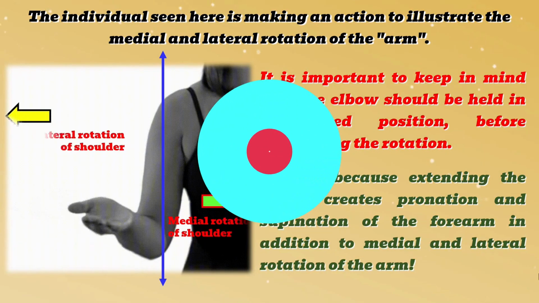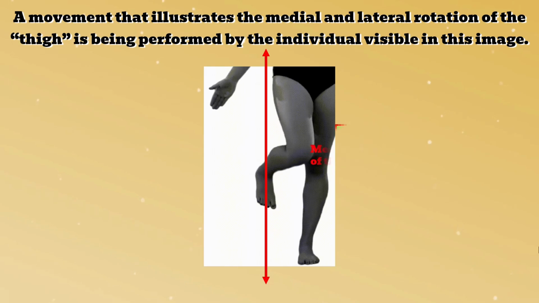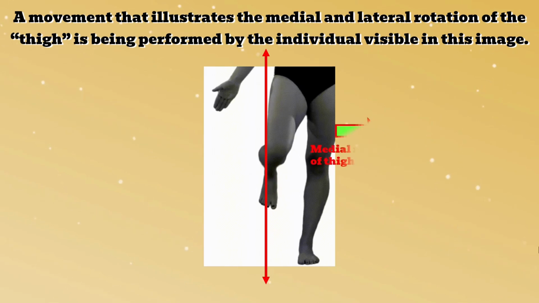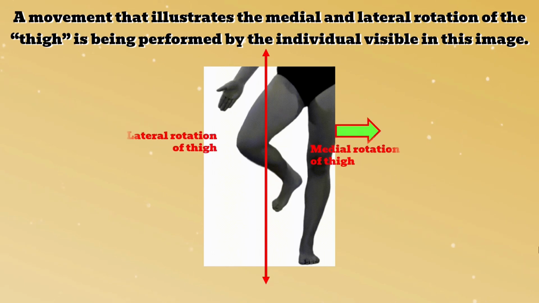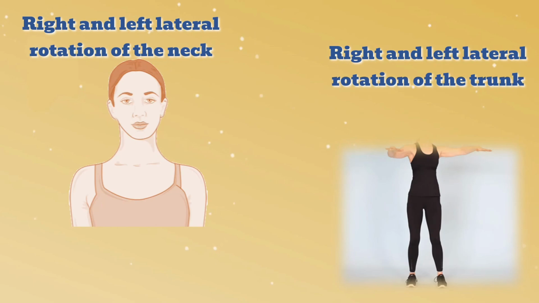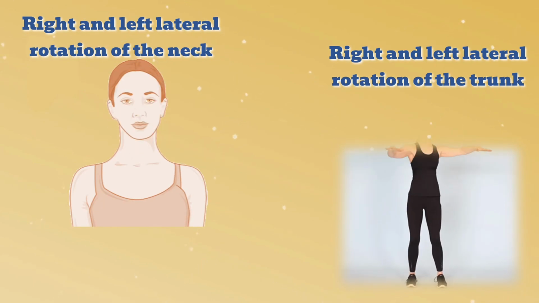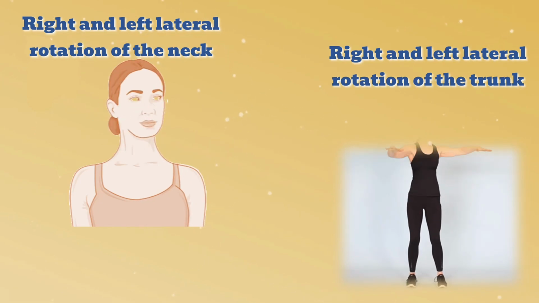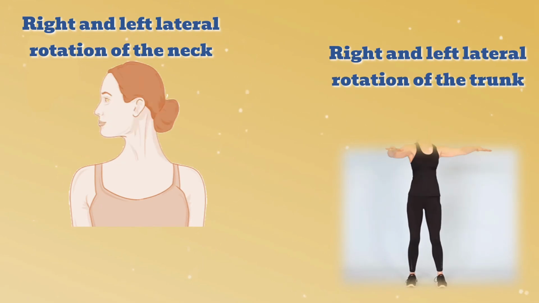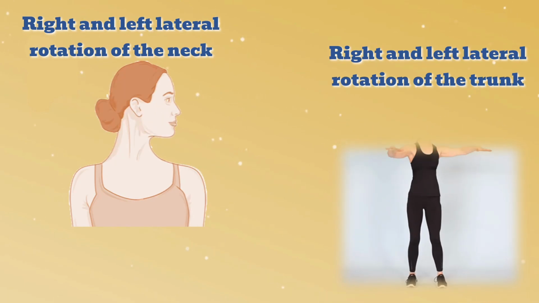This is the same as the previous animation, demonstrating the medial and lateral rotation. The movement that illustrates the medial and lateral rotation of the thigh is being performed by the individual. In this animation, the subject is performing the rotation in relation to the median plane. Because of this, there is no medial rotation, and instead it is called either right lateral rotation or left lateral rotation. Similarly, the lower right image shows the right and left lateral rotations of the trunk region.